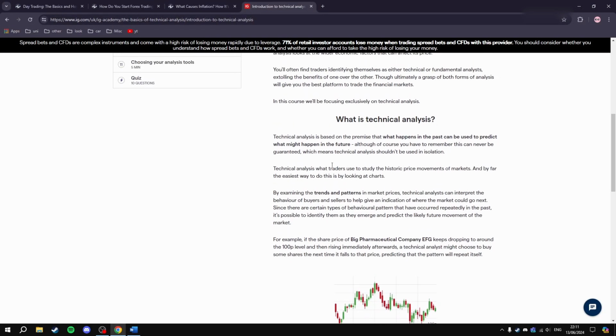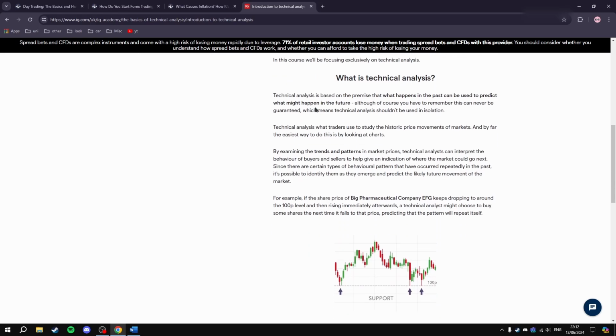You'll often find traders identifying themselves as either technical or fundamental analysts, extolling the benefits of one over the other, though ultimately a grasp of both forms of analysis will give you the best platform to trade the financial markets. In this course, we'll be focusing exclusively on technical analysis.